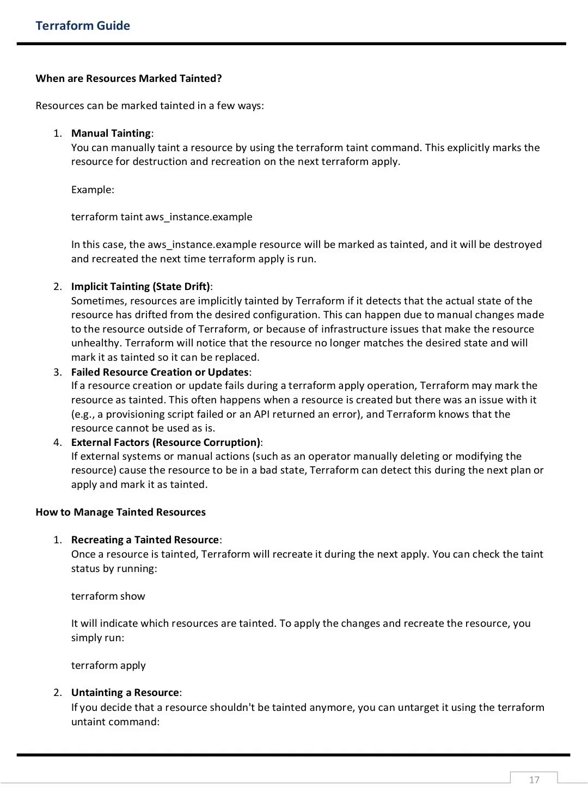Resource corruption. If external systems or manual actions, such as an operator manually deleting or modifying the resource, cause the resource to be in a bad state, Terraform can detect this during the next plan or apply and mark it as tainted. How to manage tainted resources.